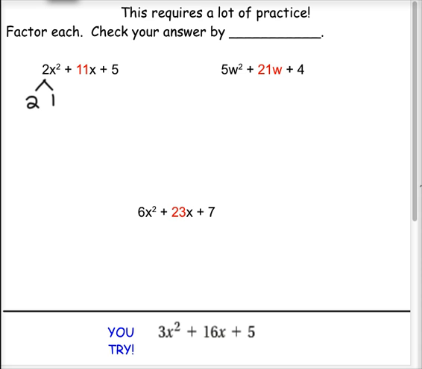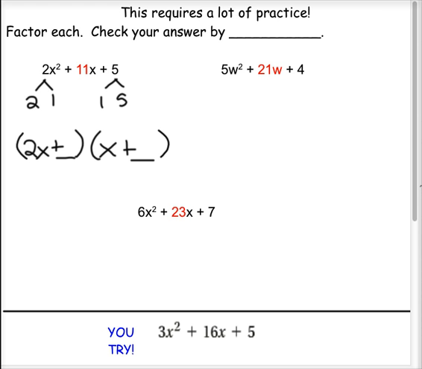Well, the only way 2 breaks down is 2 and 1. The only way 5 breaks down is 1 and 5. So what the 2 and the 1 are telling me is my basic skeleton will have to be 2x and x, and then obviously plus the factors that we're searching for. So it's nice when there's only one possibility with the x squared. It makes our lives a whole lot less complicated that way.